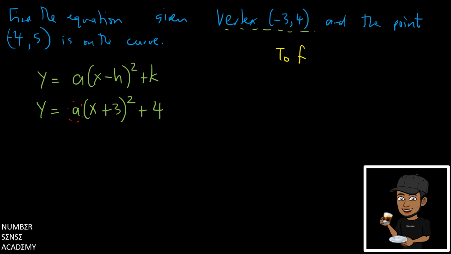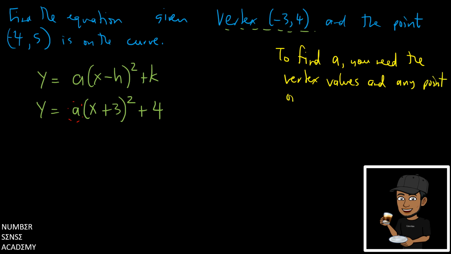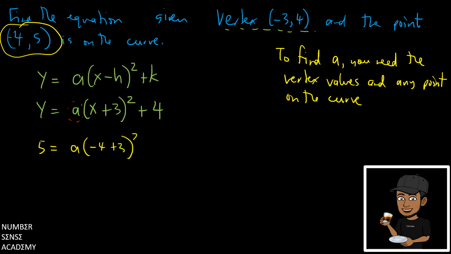To find a, you need the vertex values and any point on the curve. And in this case, we're given -4 and 5. So we're going to plug that into the equation. So what we have is 5 is equal to a times -4 plus 3 squared plus 4. You see, we're solving for a. It's the only thing missing. So we're going to work through all those values.